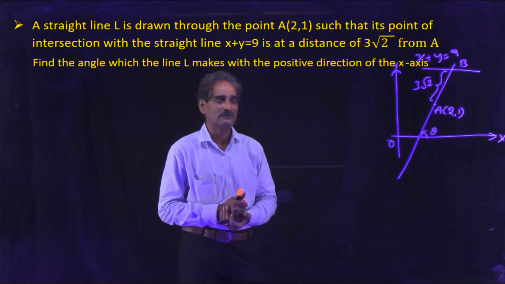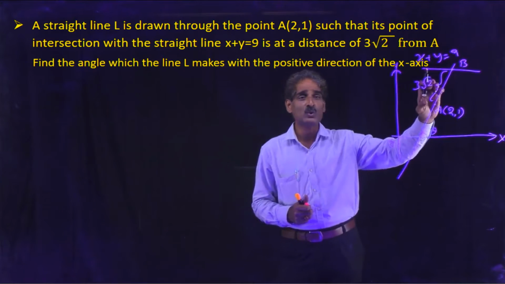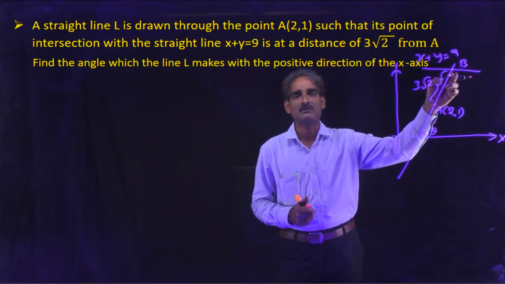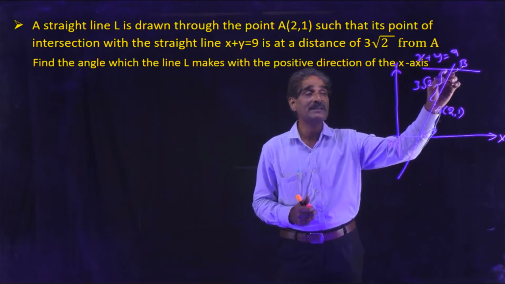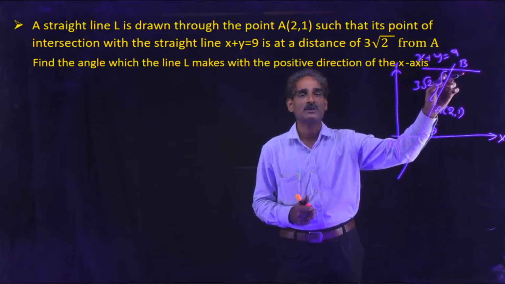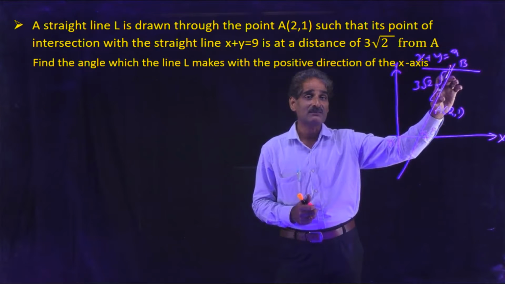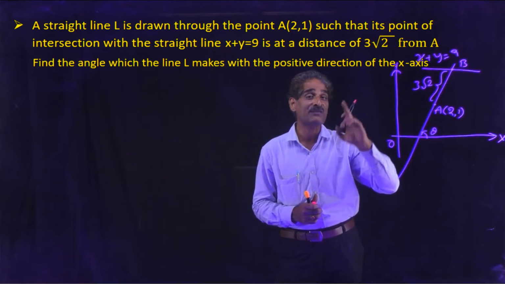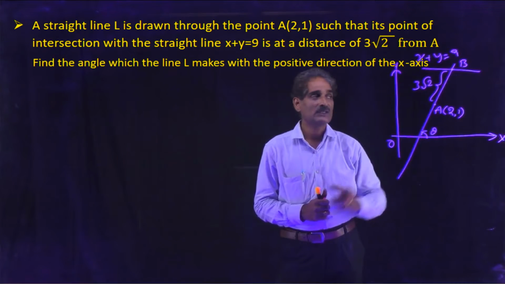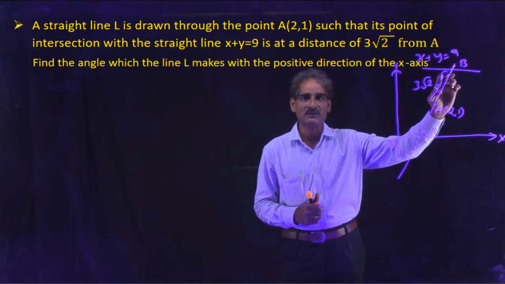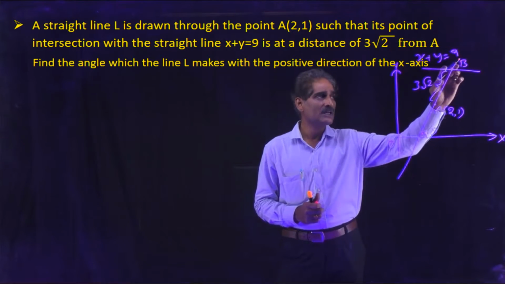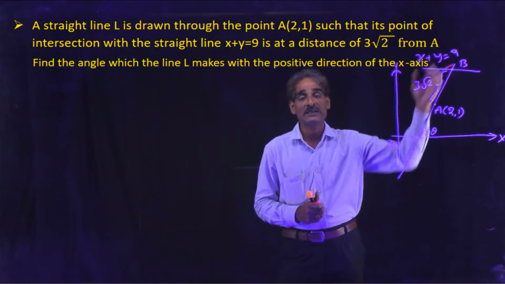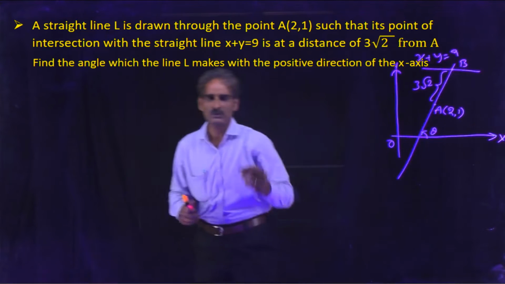So how can you find it? We are given that 3 root 2 is the distance along the line from this point to another point. We don't know the coordinates of this point, but it is the intersection point of these two lines. On the line, with the help of the parametric formula, we can find the coordinates of any point on the line. Here we have to find the coordinates of this point in terms of theta. Clearly B lies on this line. By substituting the coordinates of the point in this line, we will get the theta value. So now come to the proof.